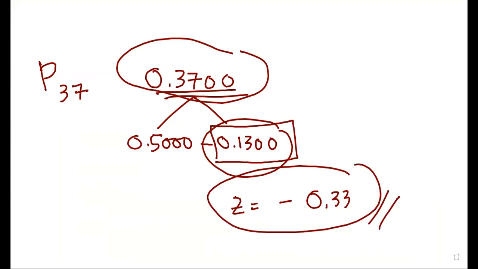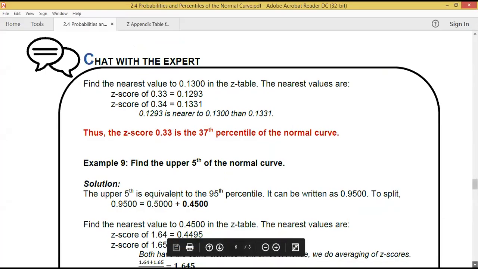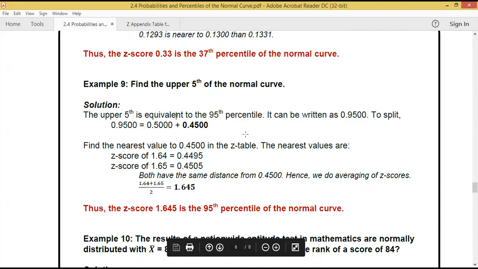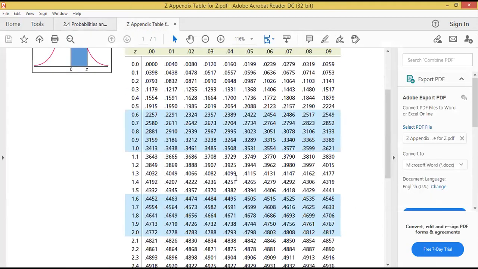Now the next one. Let's go to example number 9. Find the upper fifth of the normal curve. If you say upper fifth of the normal curve, it's equivalent to the 95th percentile. So to split it, we have 0.5000 plus 0.4500. If you look in your z-table for 0.4500, it's nearer to these two. If you're checking which one is nearer, both have the same distance. So let's look for the exact value.